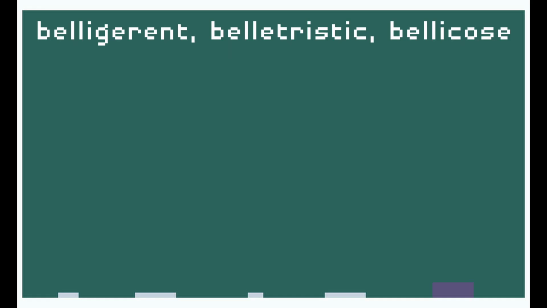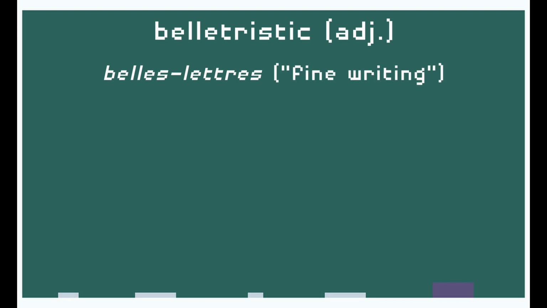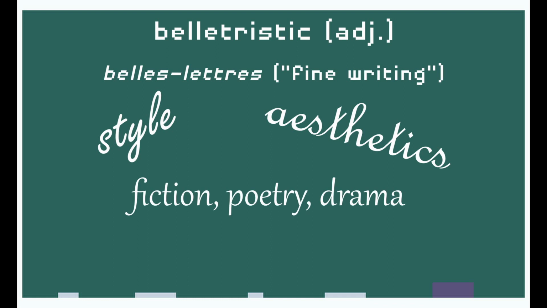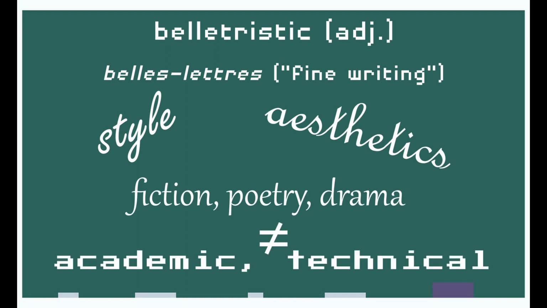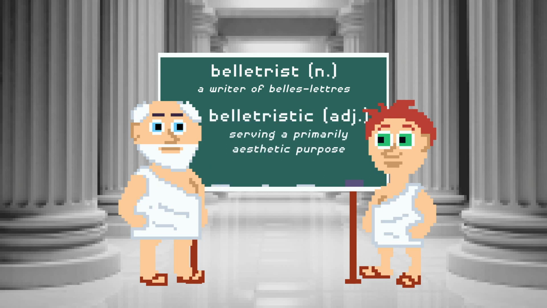So let's look at the odd word out, belletristic. It looks like it might be related to the other 2, but you can see that the root is slightly different, B-E-L-L-E instead of B-E-L-L-I. Belletristic comes from the French phrase belles-lettres, literally fine writing. This is a fairly vague term whose meaning has shifted around over the centuries, but generally it refers to any type of writing that focuses on style and aesthetics, like fiction, poetry, and drama, as opposed to more academic or technical writing. A belletrist is someone who engages in those kinds of aesthetic writings. The adjective belletristic describes writing that serves a primarily aesthetic purpose.